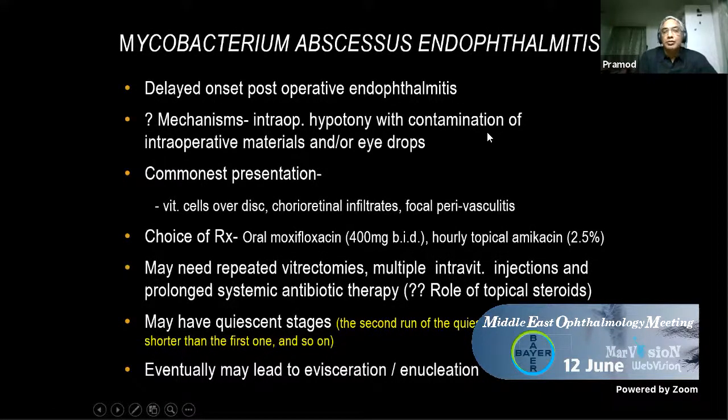Generally, entry is during cataract surgery when you open the section. The patient can present with perivasculitis, a little bit of vitritis, vitreous cells over the disc, and chorioretinal infiltration. The choice of drug is obviously topical amikacin, and systemic moxifloxacin and amikacin if necessary. Typically with vitrectomy, intravitreal antibiotics and systemic antibiotics, the eye becomes quiescent, but there are stages of quiescence and recurrences, a waxing and waning course. In almost all the reports I could look through, these eyes eventually, over a period of 1 month, 2 months, sometimes up to 6 months, go through evisceration and enucleation.